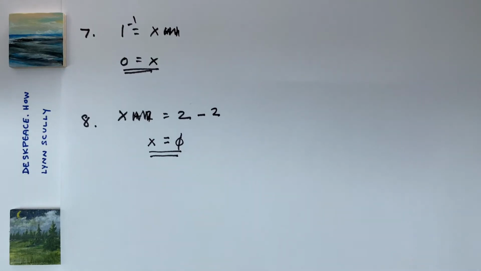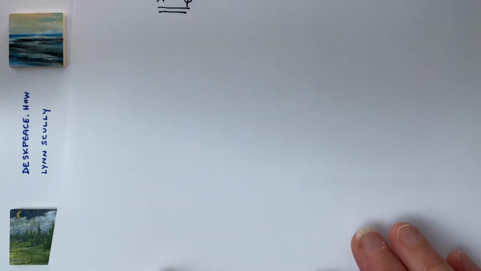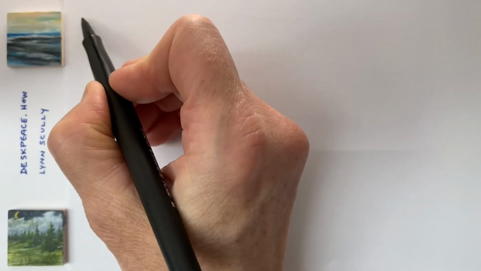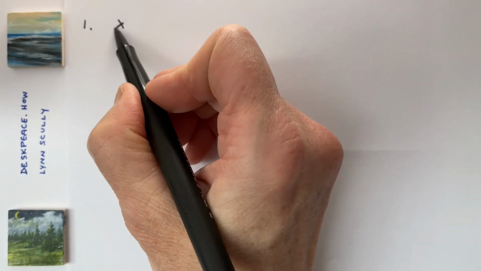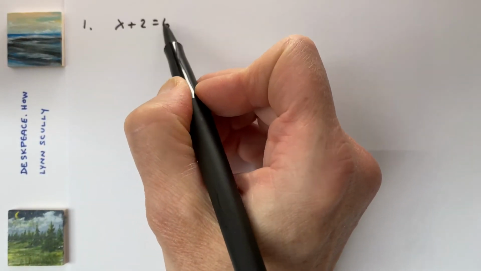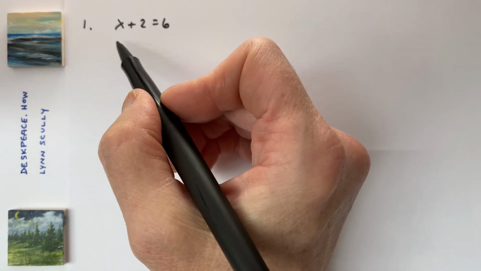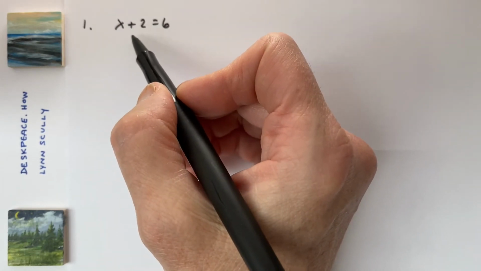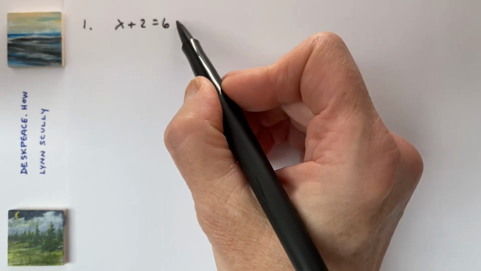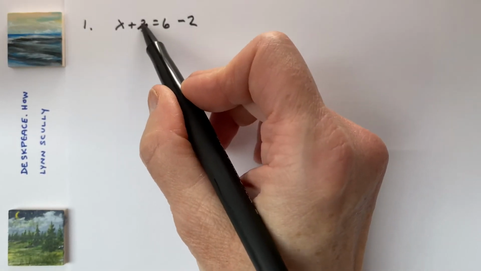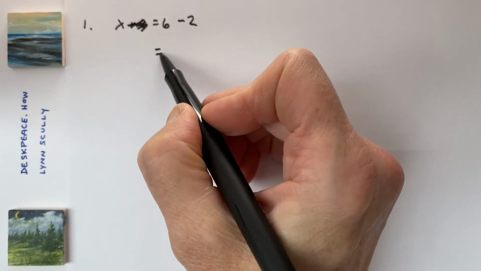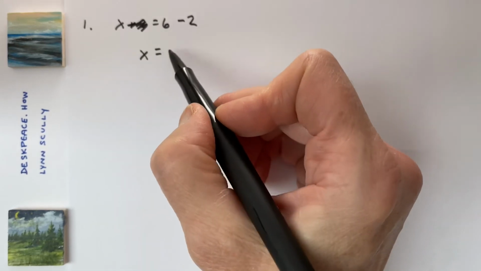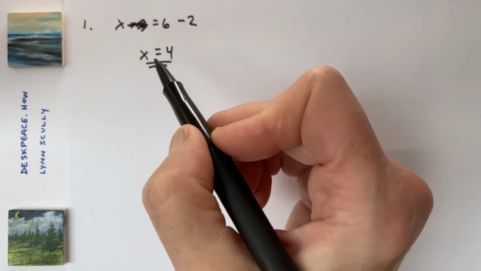So, number 1 in the try-its is x plus 2 equals 6. Here's my unknown x. I want to get it alone. The 2 is attached by addition. I'm going to move it by subtraction to the other side of the equal sign. So I have x equals 6 minus 2 is 4.